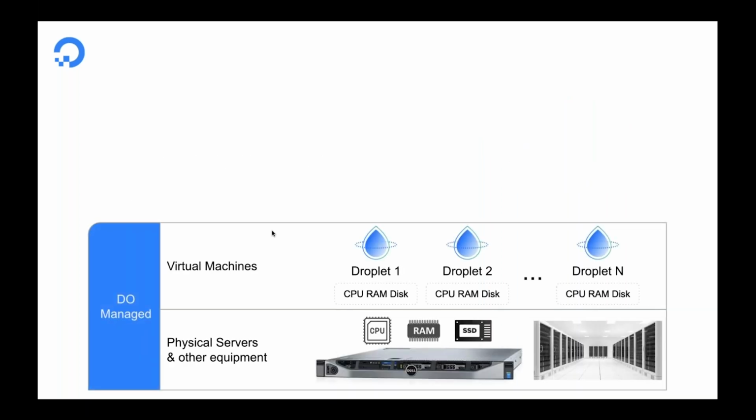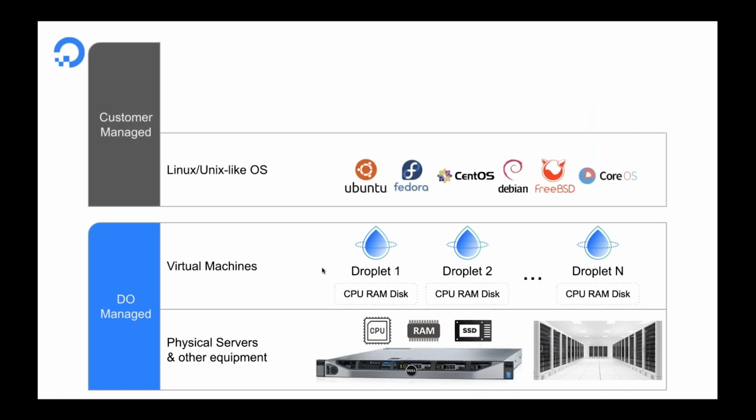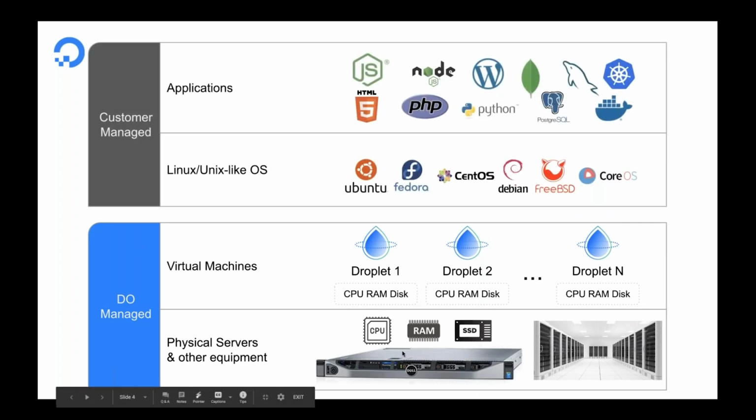So Droplets are essentially virtual machines that run on top of infrastructure. This is infrastructure like servers and switches and routers in data centers that are managed by DigitalOcean. Customers then have a self-service ability to create Droplets of different shapes and sizes, and DigitalOcean manages those Droplets, ensuring their uptime, connectivity, performance, and other aspects. You, as users, manage the operating system and the applications that need to run on top of the Droplets.